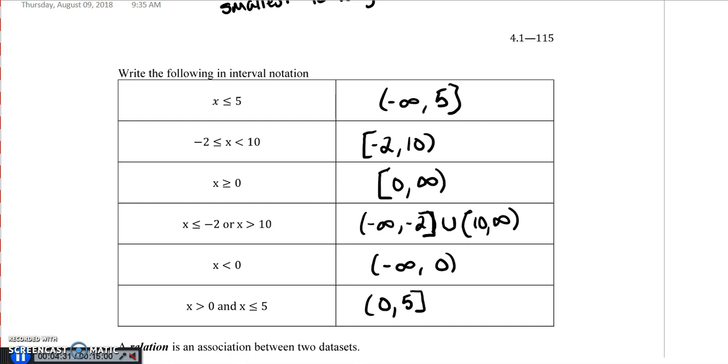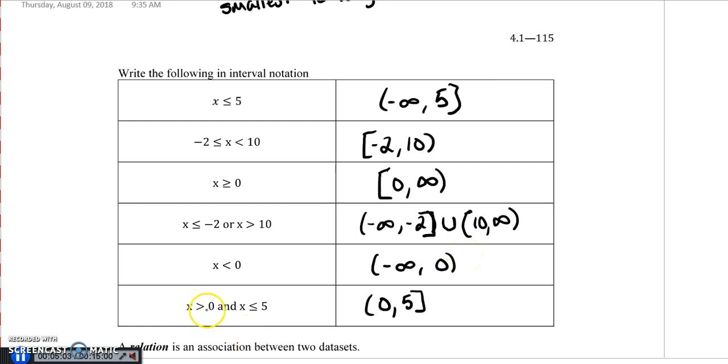So hopefully you found these pretty straightforward. The only couple that I think were kind of challenging was the fourth one here. And so that means there's two different things, right? It either needs to satisfy x is less than or equal to negative 2, or satisfy x is greater than 10, right? And so I have to write that in two different ways, right? With two different notations. Okay?